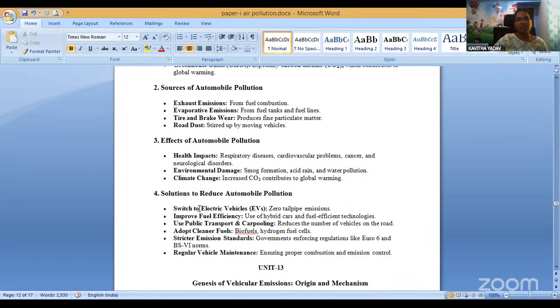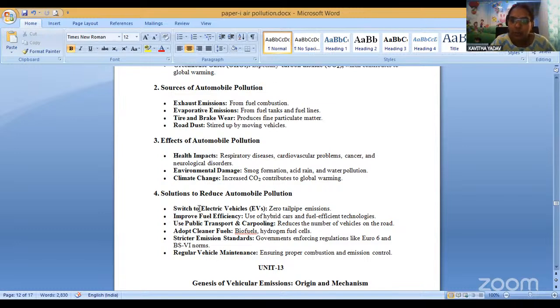And the third one is the effects of automobile pollution. Health effects: respiratory diseases, cardiovascular problems, cancers, and neurological disorders due to automobile pollution. Environmental damage: smog formation, acid rain, and water pollution. Climate change: increased carbon dioxide contributes to global warming.